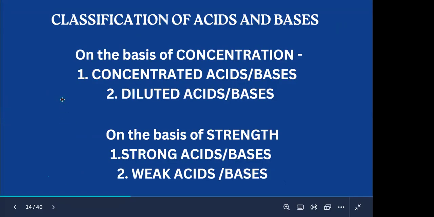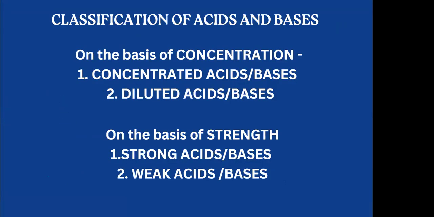Now there comes the classification. Once we classified substances into acids and bases, now we are classifying further acids and bases into something else. The first classification is on the basis of concentration, which is concentrated acids or concentrated bases, and diluted acids and diluted bases. The second classification is on the basis of strength: strong acids or strong bases, weak acids or weak bases.